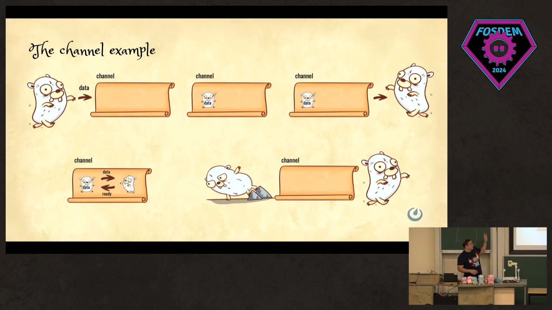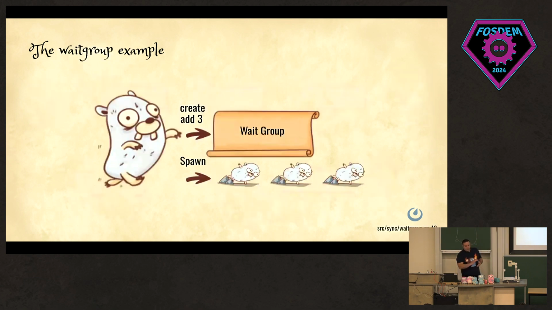Yeah, this is the whole picture: trying to send the data, waiting inside the channel, getting the data from the other side, and the other goroutine is the one that is responsible for waking up the goroutine that was waiting in the channel. Let's see another example. Let's talk about the wait groups.